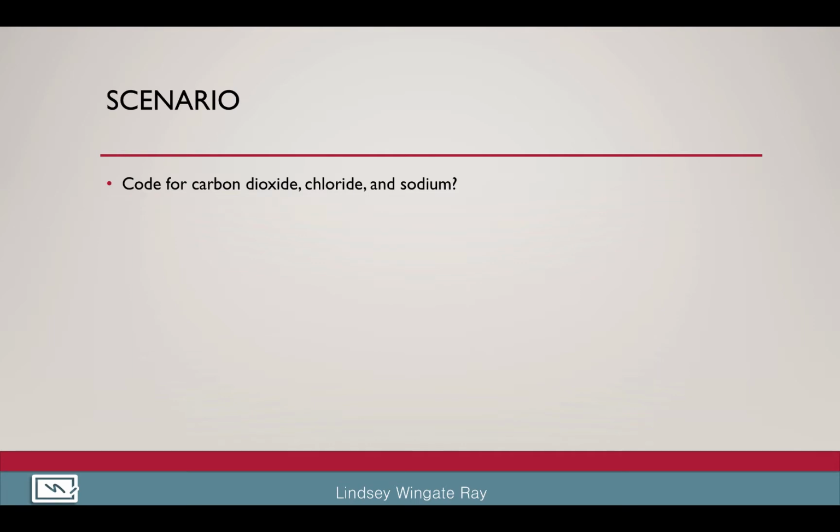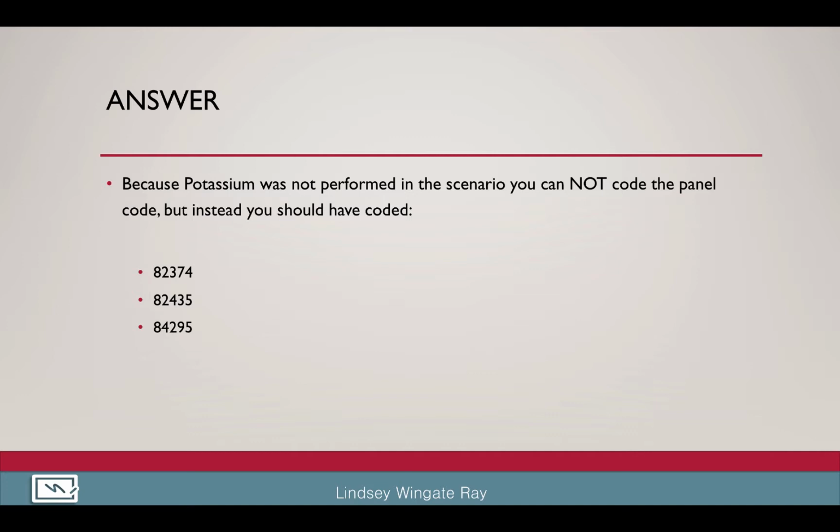Now I want you to try. What would you code for carbon dioxide, chloride, and sodium? Because potassium was not performed in that scenario, you do not code the panel code, but instead you would code 82374, 82435, and 84295. Look at panel code 80051. That would have been the appropriate code had potassium been performed.